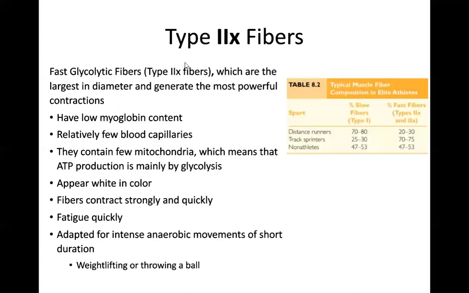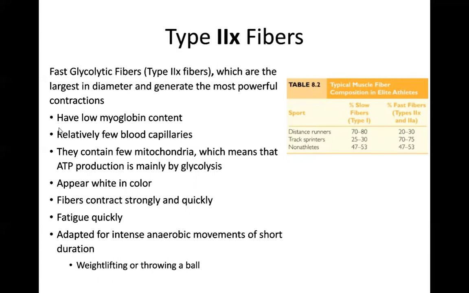I'm going to skip ahead actually to talk about these next, type 2X. I'll go back to the type 2As here in a second. Type 2Xs are described as being fast glycolytic. Fast because they are very fast, contracting quickly and strongly, as it states here. Glycolytic refers to the fact that they make their ATP by glycolysis, which we learned earlier is an anaerobic form of ATP production. They are the largest in diameter and generate the most powerful contractions. Basically, these are the exact opposite of the type 1s, which were really slow and oxidative. Small diameter, not very powerful.